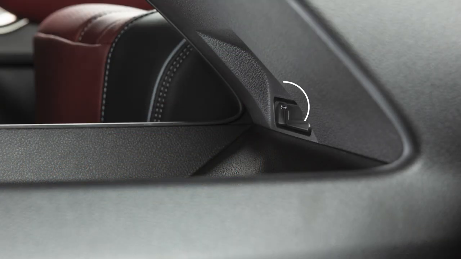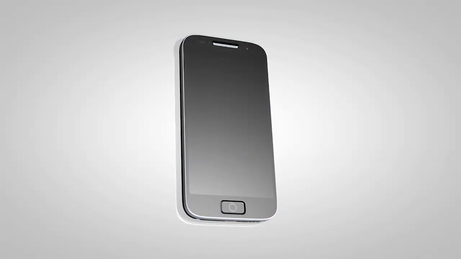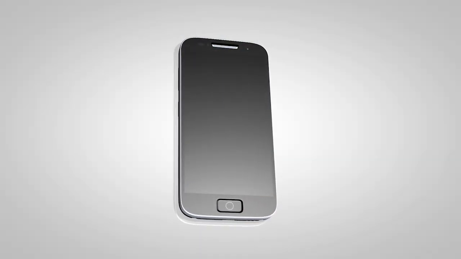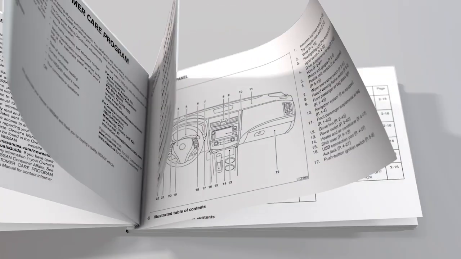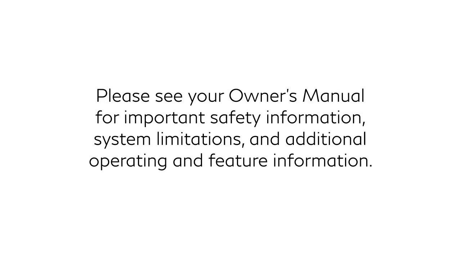The SD card slot is located here, under the front center console. Apps for the system can be downloaded from Google Play or the App Store. See your owner's manual for Wi-Fi and password information. Please see your owner's manual for important safety information, system limitations, and additional operating and feature information.